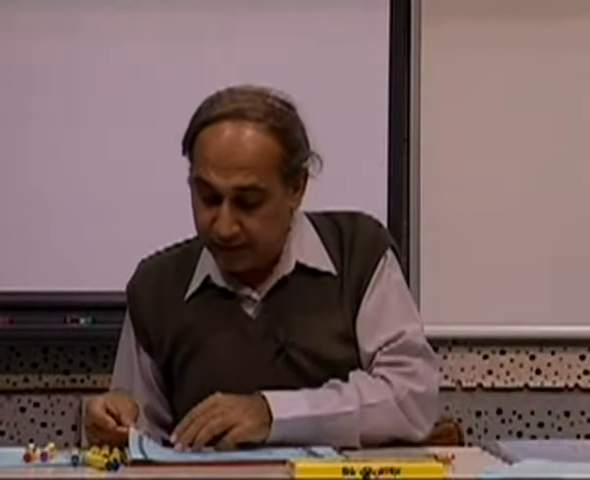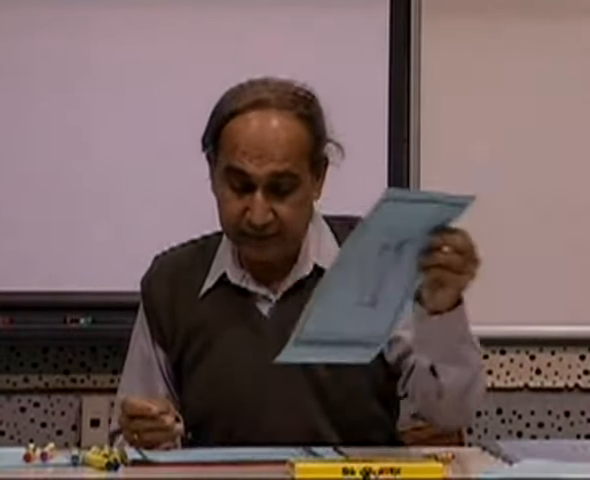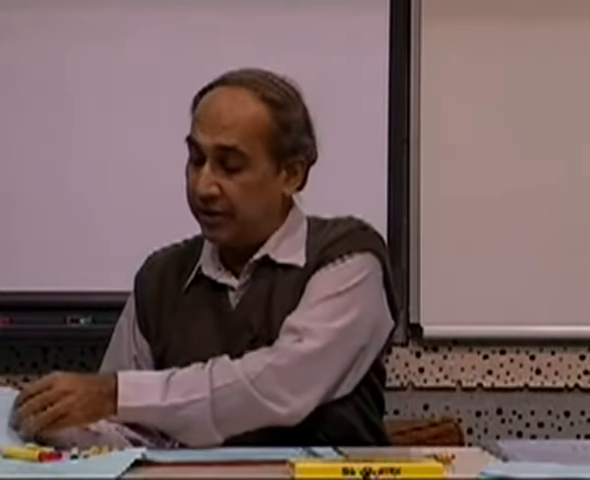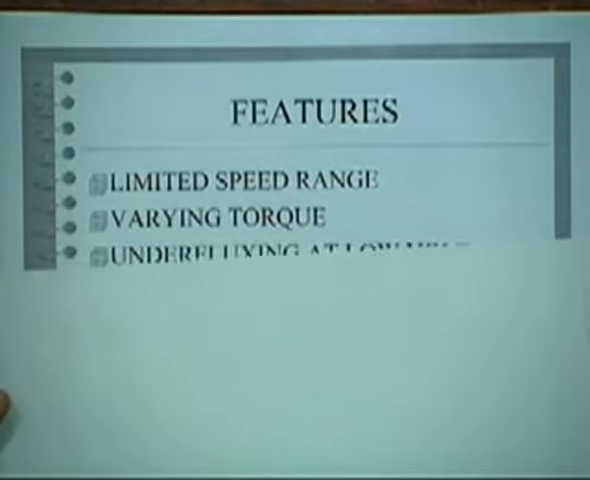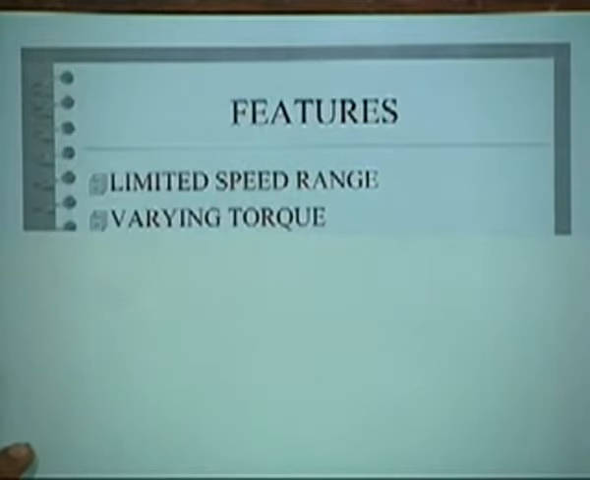Now next is, we have summed up the features of a voltage control as follows. One is it has a limited speed range, then it has a varying torque. You can't generally have a constant torque. At lower voltage your torque availability is smaller, so it is suitable for varying torque loads like a fan load. Fan has a torque proportional to square of speed, so you can use that, okay.